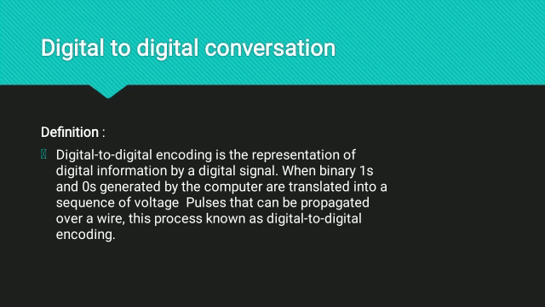Definition for digital to digital conversion: digital to digital encoding is the representation of digital information by a digital signal, when binary ones and zeros generated by the computer are translated into a sequence of voltage pulses that can be propagated over a wire. This process is known as digital to digital encoding.